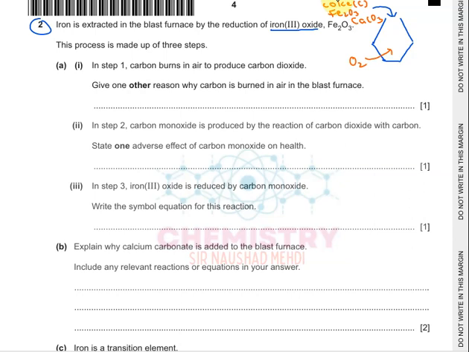So in the first step, what happens? The carbon burns in the air to produce the carbon dioxide. So carbon burns in the air to produce carbon dioxide. Okay. So give one other reason why carbon is burned in the air in the blast furnace. So basically, why we are doing the oxidation of carbon? Why we are producing carbon dioxide over here?